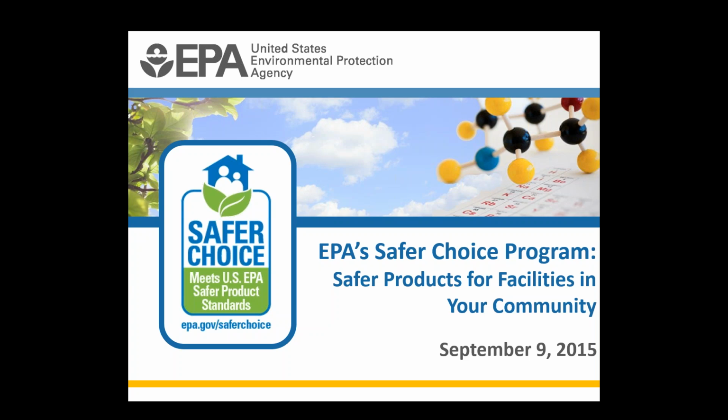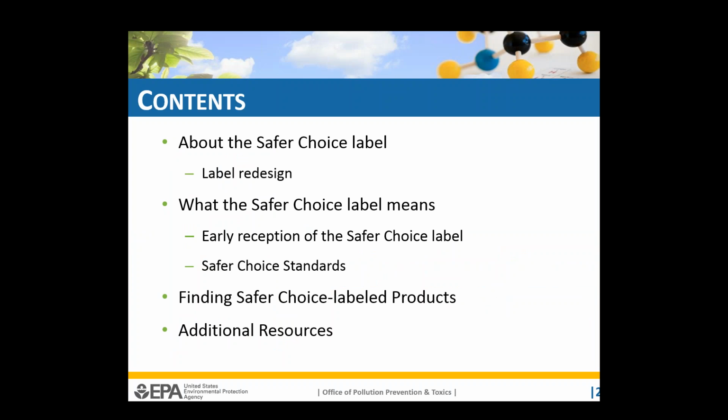The topic today is the Safer Choice program and our Safer Choice label. Today I'm going to talk about the label, what it is. We did just redesign the old label, so the Safer Choice label is now a new label, and I'll explain that a little bit. I'll tell you what it means when you see it on a product, a little bit about what folks are saying about it, the standards that are behind the label, how to find products that carry this label, and then I have some additional resources at the end. I would also ask you to contact me if you have any questions anytime.